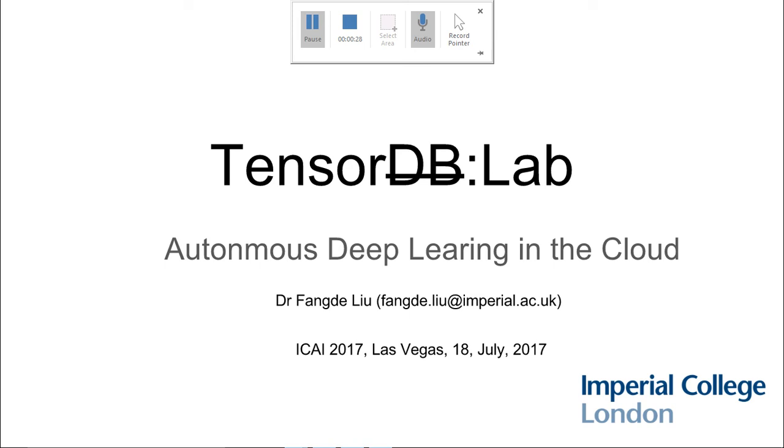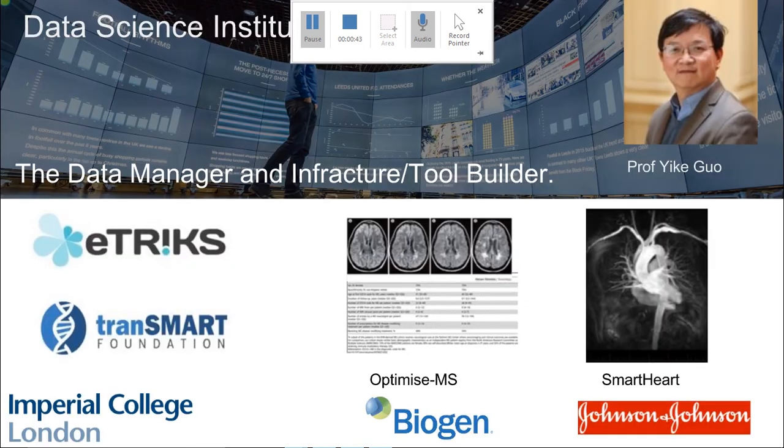We are the Data Science Institute. Basically, we are the data manager and the infrastructure builder to support the research of different departments of Imperial College London. Typical research includes the TransSmart project for clinical medicine research, the Optical MIS applying big data for pharmacovigilance application, and also the Smart Heart project, a big data project to analyze cardiac MRI.